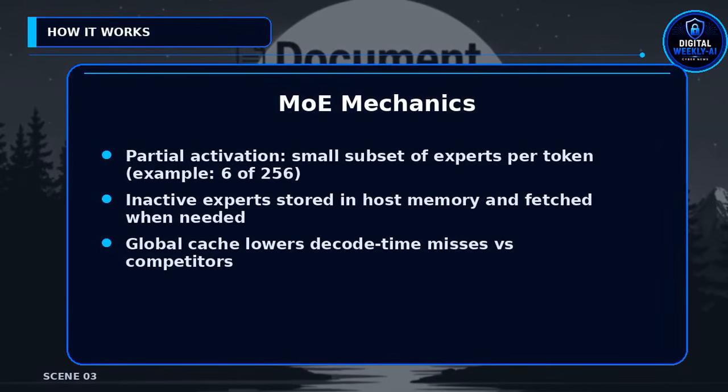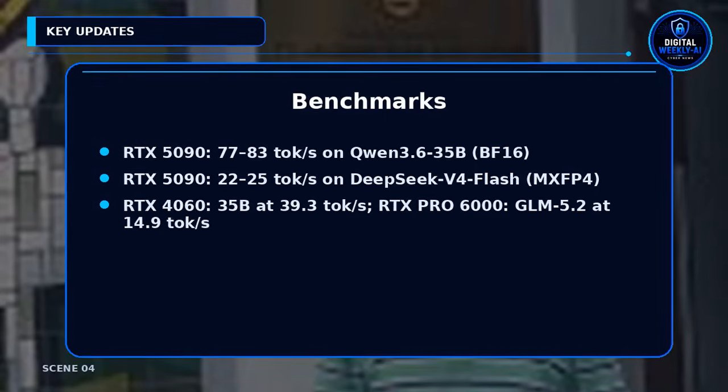In DeepSeek v4 Flash, 6 of 256 experts are routed per token across 43 layers, so about 13B parameters participate per token. Inactive experts sit in host memory and are fetched on demand. A global cache and eviction policy reduce decode time misses versus other engines. Benchmarks from the team show gains.